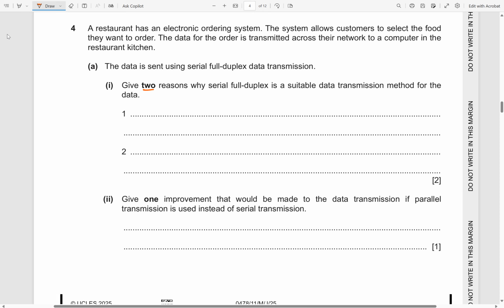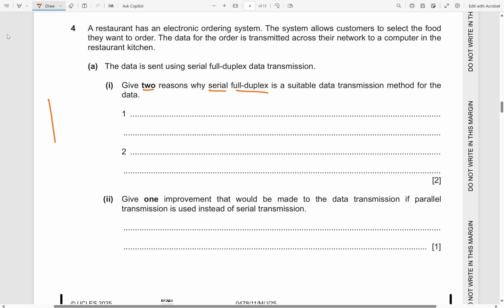Okay, so because it's talking about 2 reasons, they've given us 2 factors to talk about. First, let's talk about why serial is advantageous. I think there's a few things we can say about serial. One is that it's reliable. The reason it's reliable is because we're not going to get skewing.